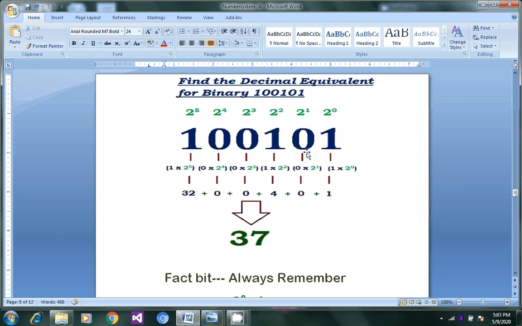Multiply each binary digit by 2 to the power of 0 starting from the right, then increase the power of 2 by 1 for each multiplication. All of you see here 2 to the power 0, 2 to the power 1, 2 to the power 2, 2 to the power 3, 4 and 5, and so on. On adding all these numbers, you get the equivalent decimal number, that is 37.